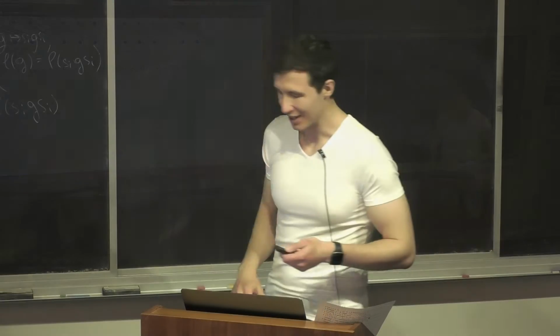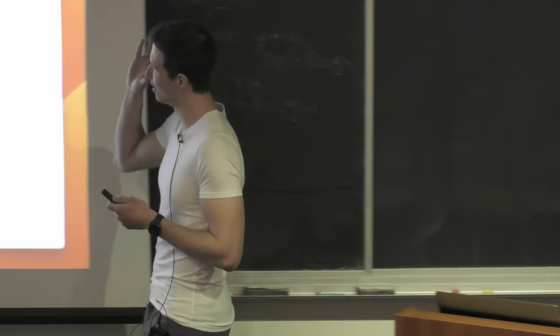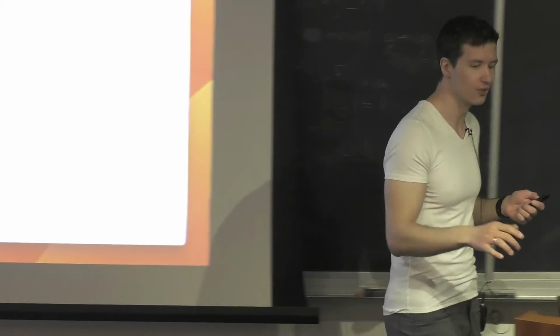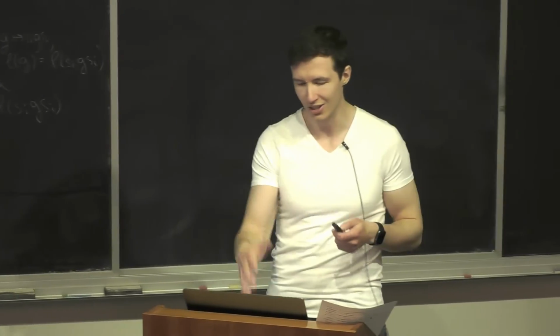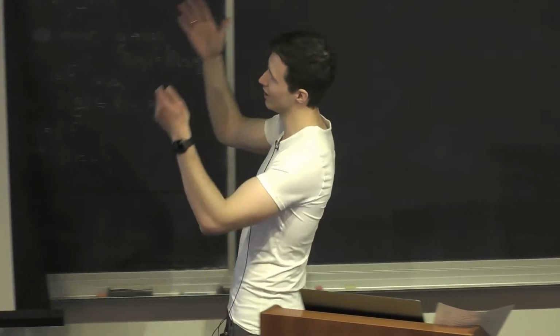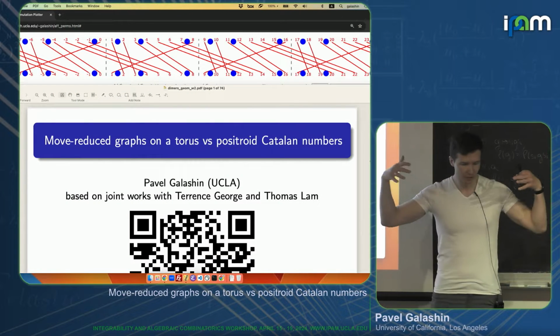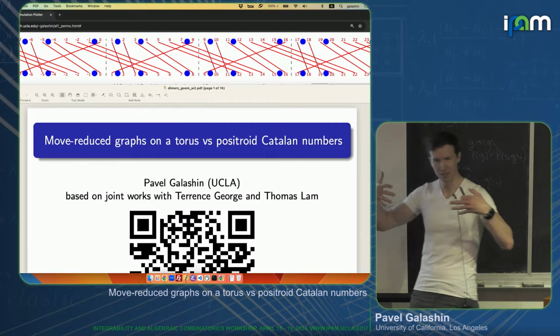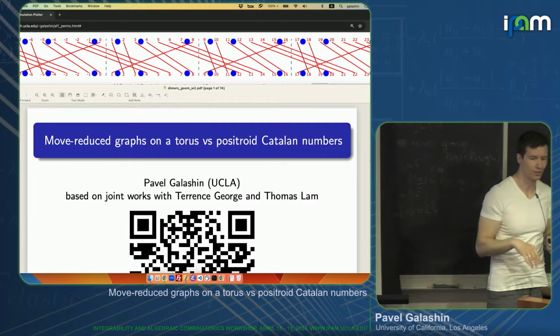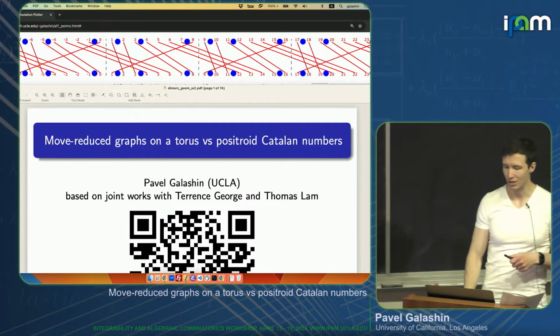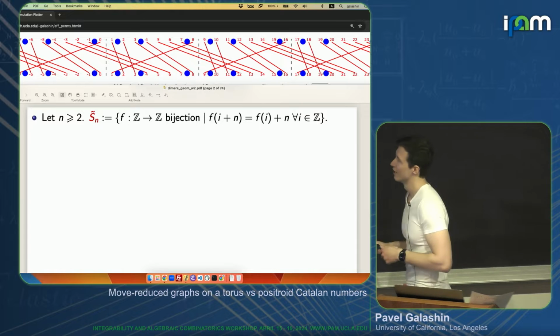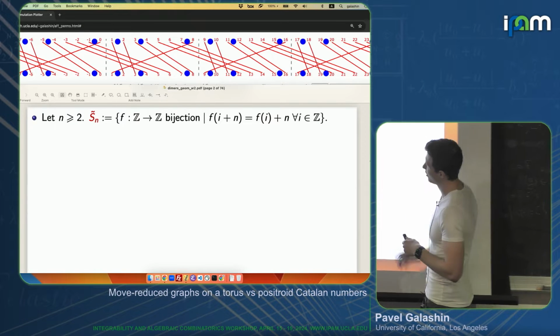I'm going to cover a lot of background. Basically, there are these two objects in my title: move-reduced graphs on the torus and positroid Catalan numbers. There are two different problems which look completely separate, but both of them reduce to the same problem about affine permutations. So I'm mostly going to be talking about affine permutations.